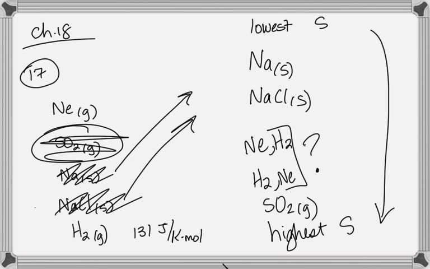And there they have sodium as the lowest. Yeah, sodium is the lowest, then it goes NaCl, then H2, and then neon, and then SO2. I wasn't sure about those two.